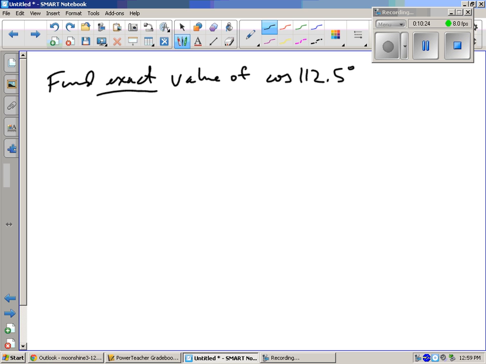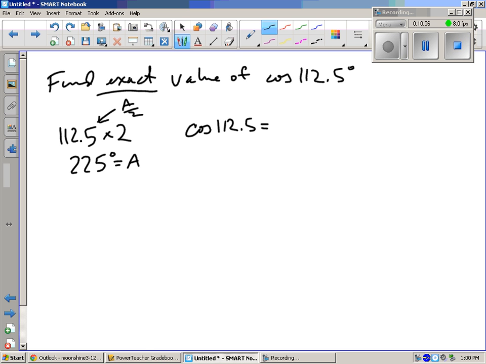However, if I take 112.5 and multiply it by 2, I get 225. So 225 is my A, and this is my A over 2. Okay, so it's the angle cut in half. So what I'm trying to find is the cosine of 112.5, but I'm going to use my half angle formula for 225.